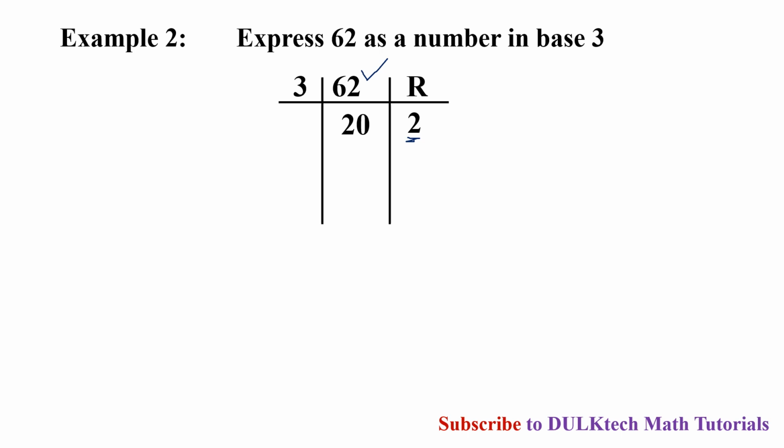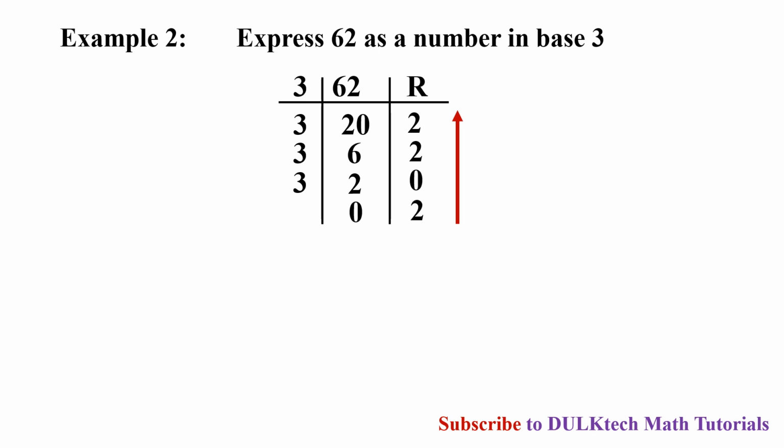Even if the remainder is 0, please don't forget to write that remainder. Just write that it is 0. Right, 3 again into 20, we get 6, remainder 2. Then 3 into 6 is 2, remainder 0. Don't forget to write that remainder 0. So we're going to write the remainder 0 under the remainder column. Then 3 into 2, it's 0, remainder 2.